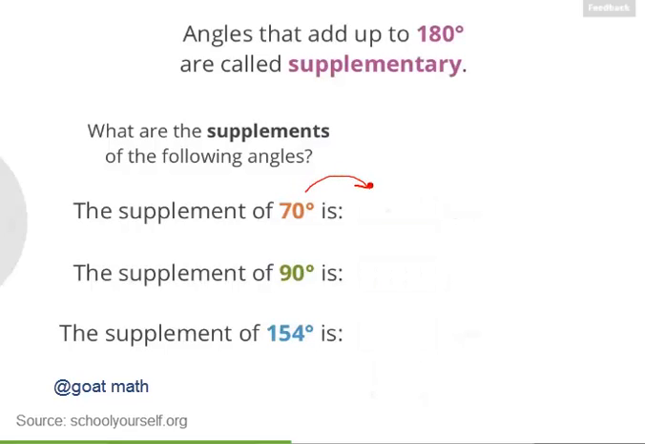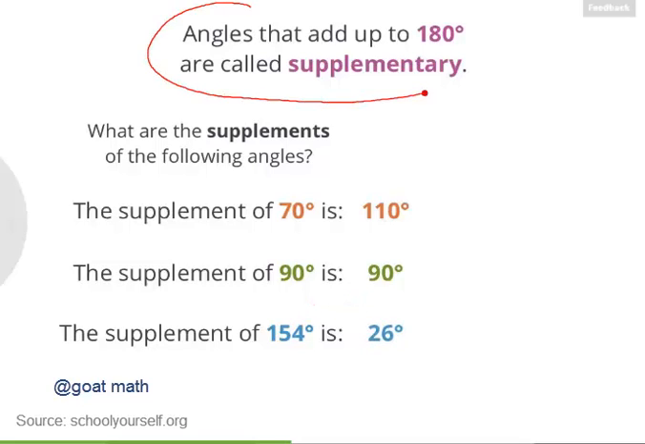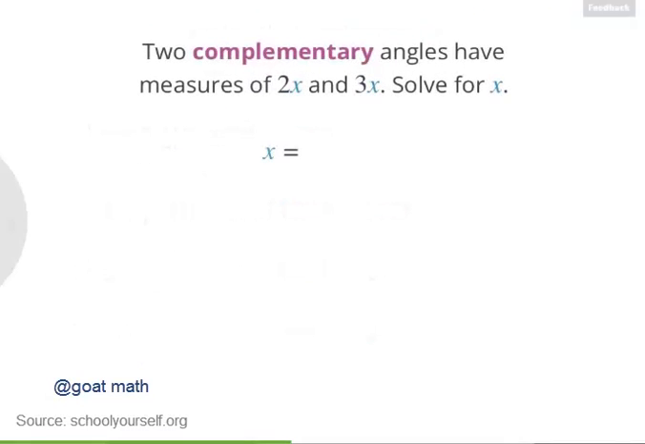Excellent! A 70-degree angle is supplementary to a 110-degree angle. The supplement of 90 degrees is actually also 90 degrees, and a 154-degree angle is supplementary to a 26-degree angle. So this is the definition for supplementary angles. Now here's your final challenge. Suppose I tell you that two complementary angles have measures of 2x and 3x. Try using this information to solve for the variable x. If you get stuck, click down here.